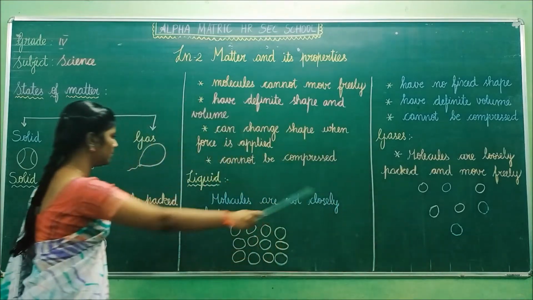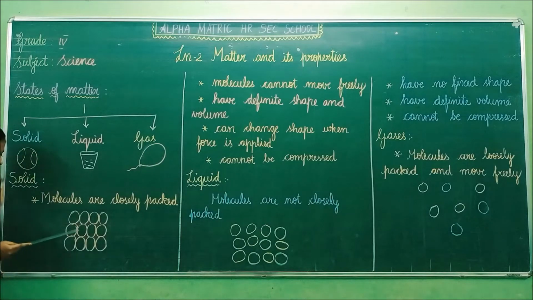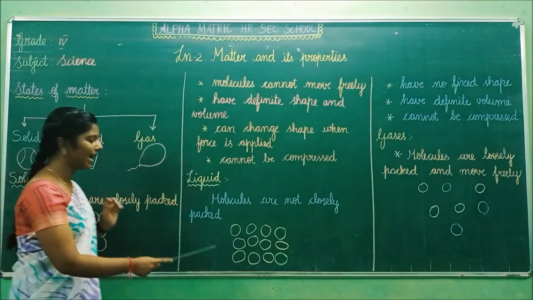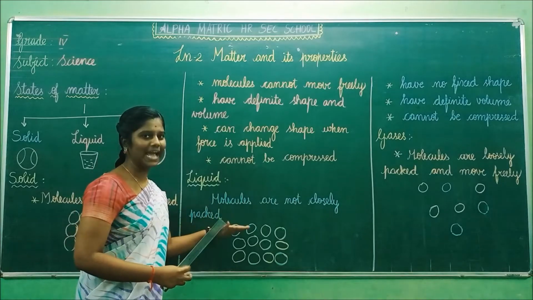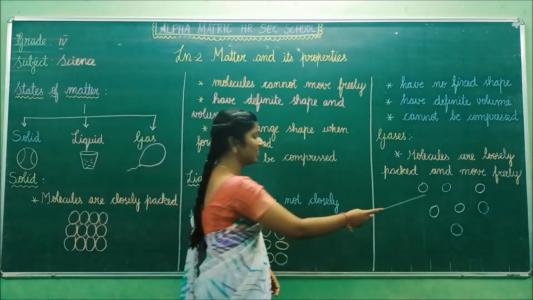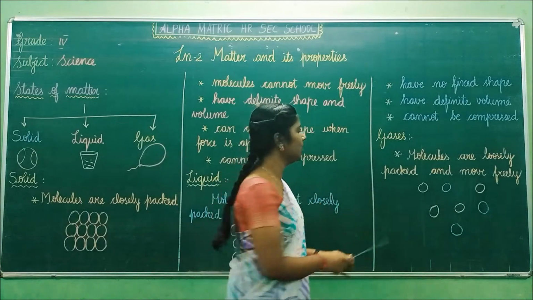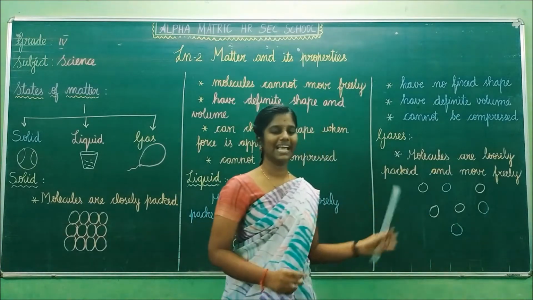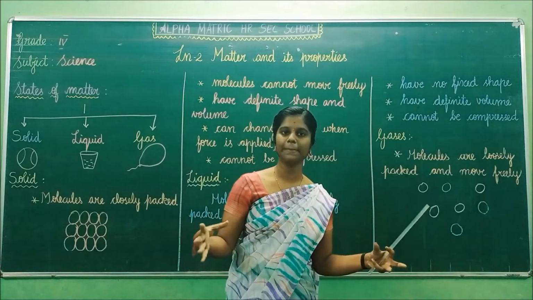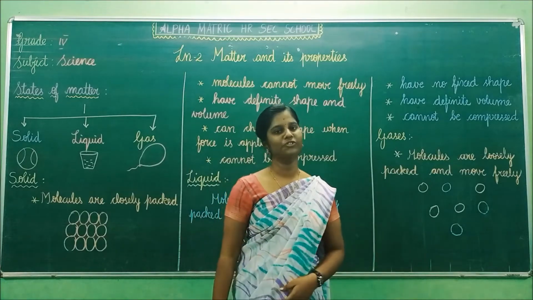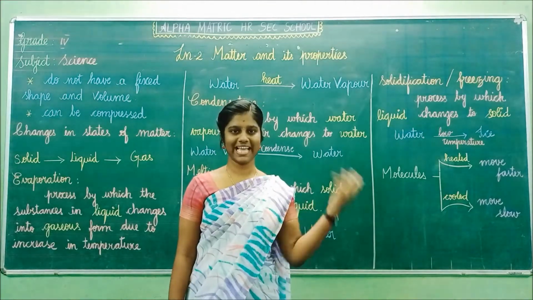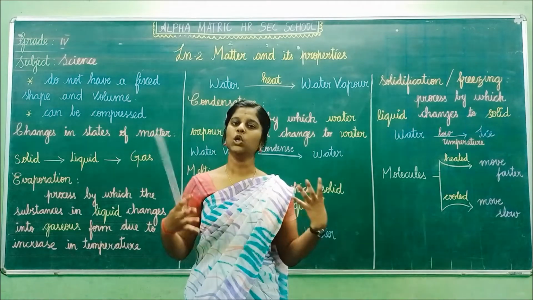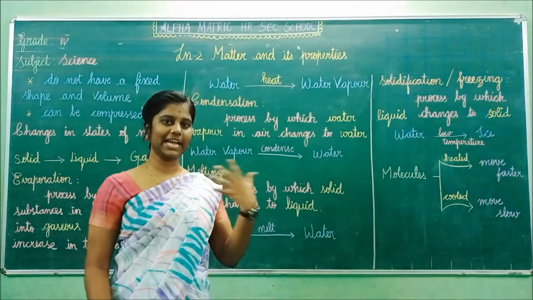Compare the three pictures. In solids, the molecules are closely packed. They have no gap between them. But in liquids, they have some gaps. They are not loose, but they are packed with some gap between them. But in the case of gases, they are loosely packed. See, one is here, one is here. So in gases, the molecules are very loosely packed so that they can move freely.